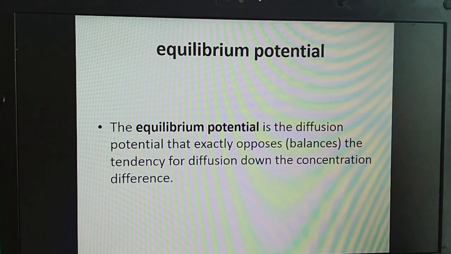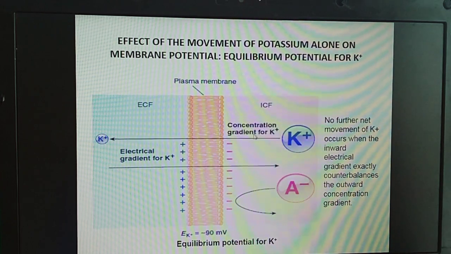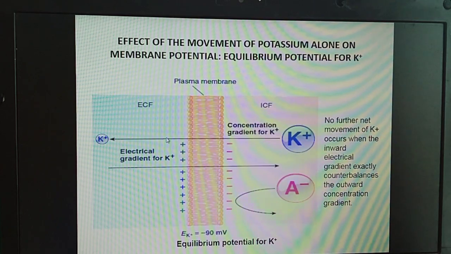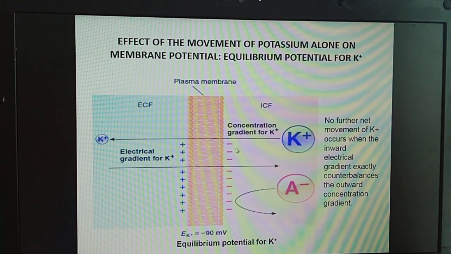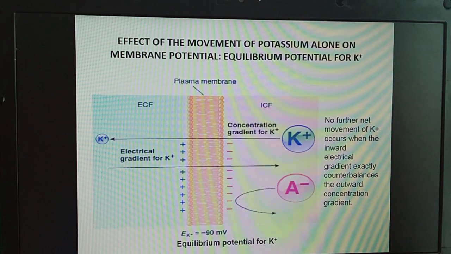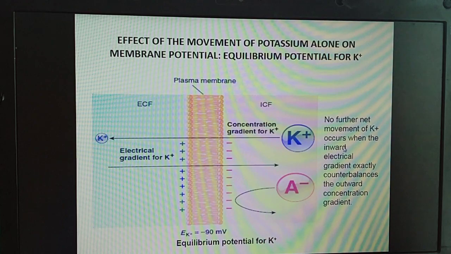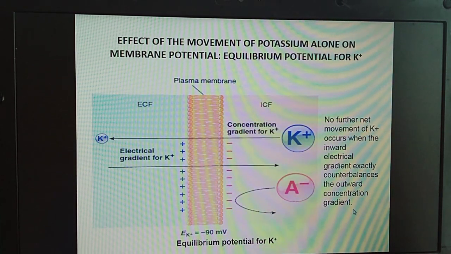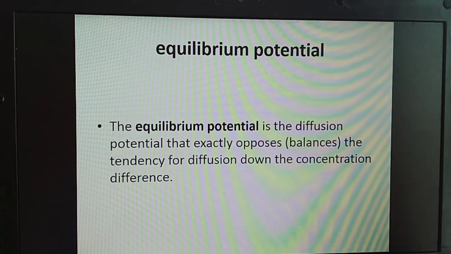Here in this case, as we saw, for the potassium, it should have continuously moved out because there is a concentration difference, since potassium is in excess in the ICF than the ECF, but the potassium will stop at some particular voltage and cannot equilibrate through the concentration. That potential where the potassium stops moving from the higher concentration towards the lower concentration compartment is known as equilibrium potential, and this is what we see. Okay, so there will be no further net movement of the potassium when the inward electrical gradient exactly counterbalances the outward concentration gradient.